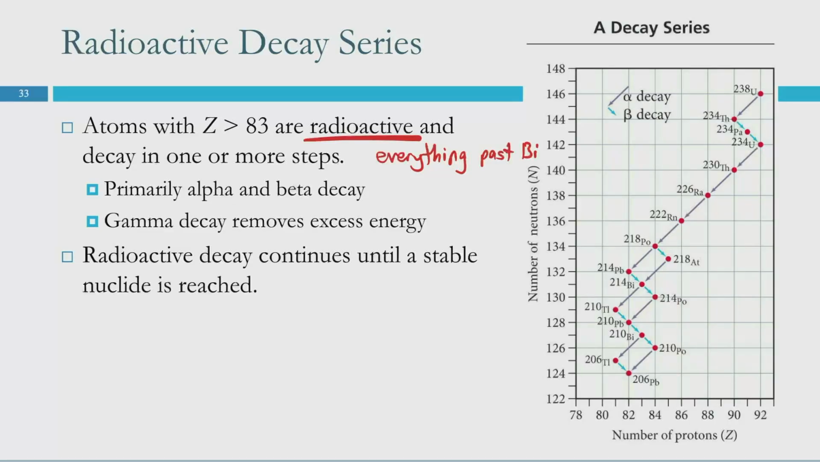They're going to decay in a bunch of steps, mostly alpha and beta decay. And then if we've got some extra energy to get rid of, that's where gamma decay comes in. And the radioactive decay will continue until stability improves. So once you reach a stable nuclide, then it stops. Sometimes they will overshoot.